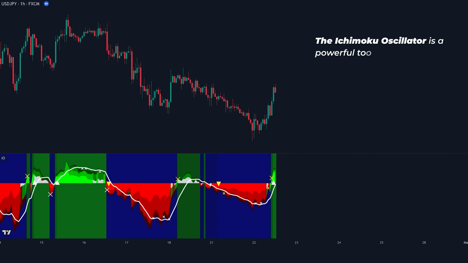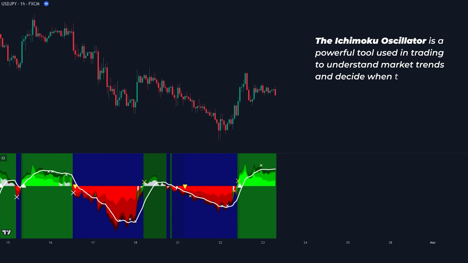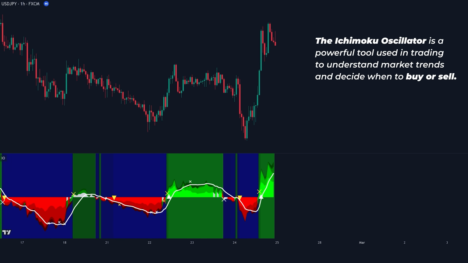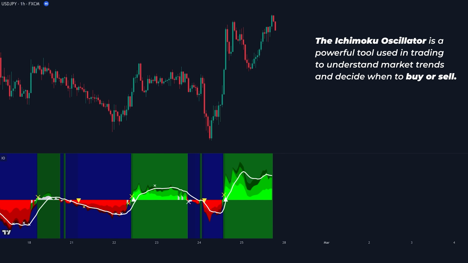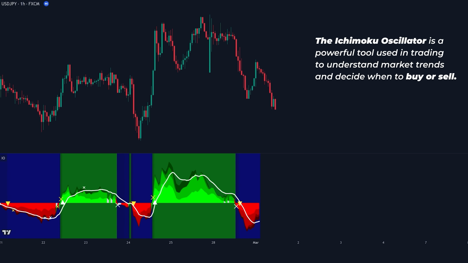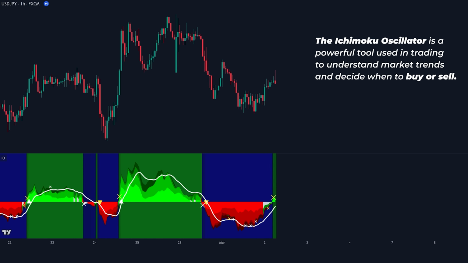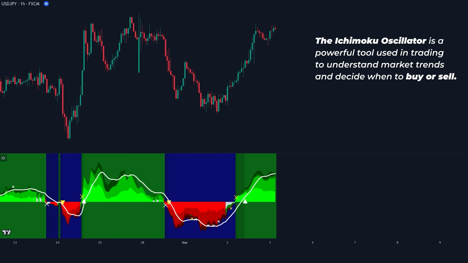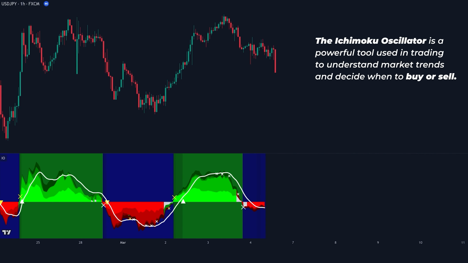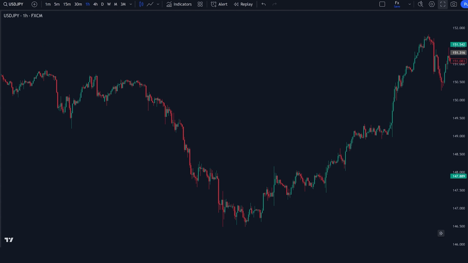The Ichimoku Oscillator is a powerful tool used in trading to understand market trends and decide when to buy or sell. It creates different layers based on the Ichimoku cloud principles, helping traders confirm trends and make smart decisions. By adjusting settings and analyzing various parameters, traders can get a clear picture of what's happening in the market and make better trades. Setting up the indicator on your chart is a simple process.